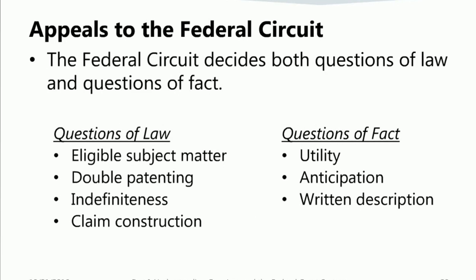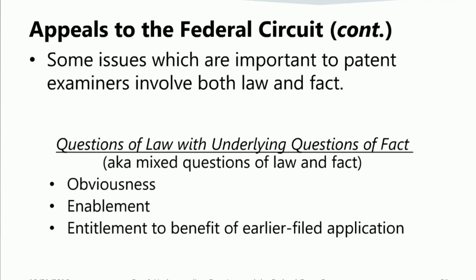Some issues decided by the Federal Circuit are questions of law, while others are questions of fact. For example, subject matter eligibility, double patenting, indefiniteness, and claim construction are questions of law. Utility, anticipation, and written description are questions of fact. Sometimes the Federal Circuit must decide questions that involve both legal and factual aspects. These are sometimes called mixed questions of law and fact, and include obviousness, enablement, and entitlement to benefit of an earlier filed application.